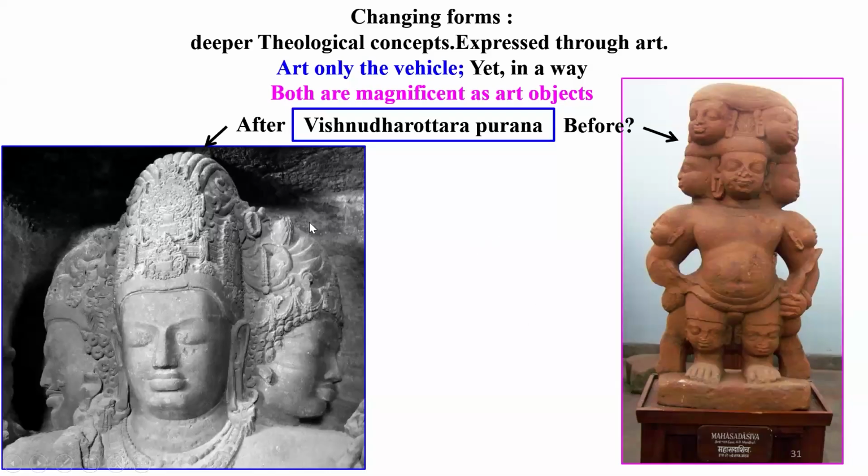And to me, these both represent concepts, and in a way, they're both magnificent as art objects. And this reference to Vishnu Dharmottara, this is afterwards. This is after the time of Vishnu Dharmottara, this is before the time. But this is also identified as Mahasadashiva. We have identified it as Mahasadashiva. We don't know what he was considered then.